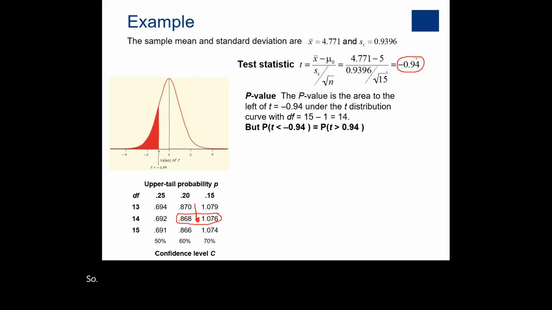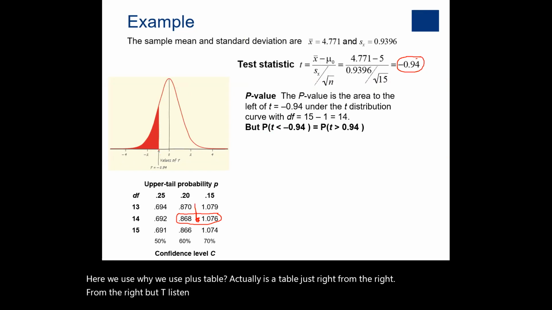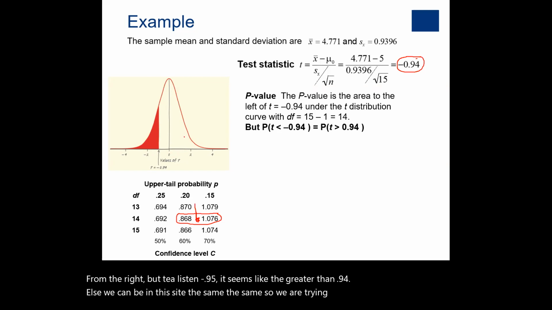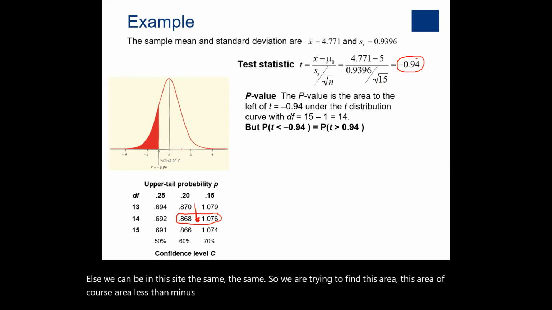Here we use the positive t table. Actually, the table is just for the right tail, but t less than minus 0.94 is the same as t greater than 0.94 because the distribution is symmetric. This value can also be on this side. It is the same. So we are trying to find this area. Of course, the area less than minus 0.94 is the same as the area greater than 0.94.